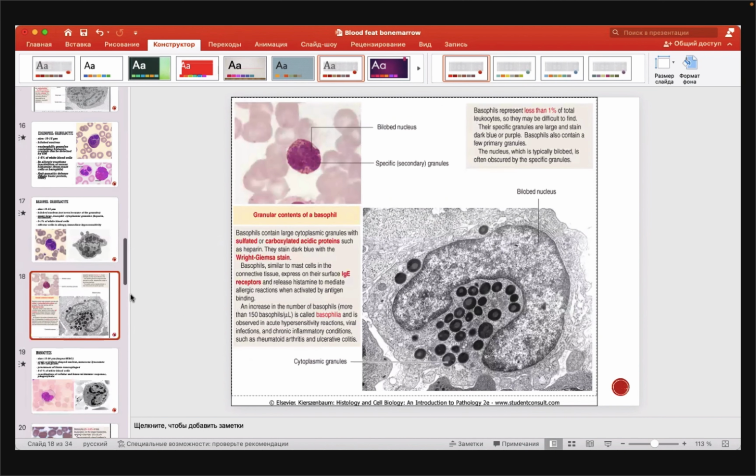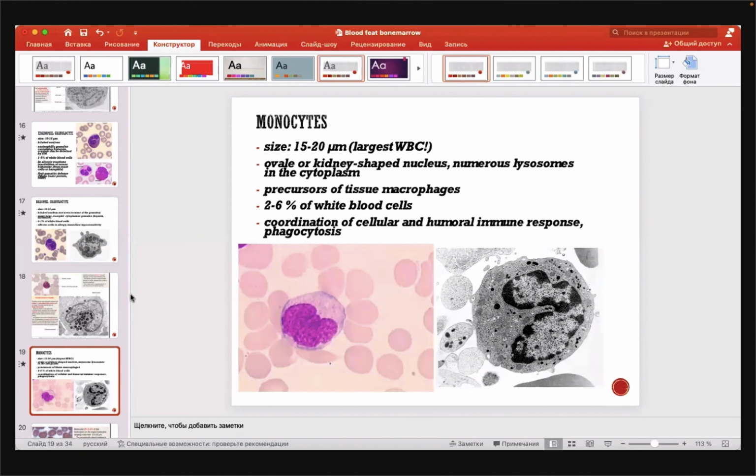Monocytes. The cells have a size of 15 to 20 μm. We can see they are the largest among the white blood cells, with an oval or kidney-shaped nucleus, as well as numerous lysosomes in the cytoplasm, and we know that these organelles contain enzymes. They are precursors of tissue macrophages and constitute 2 to 6% of the white blood cells. Main function: coordination of cellular and humoral immune responses, as well as phagocytosis.